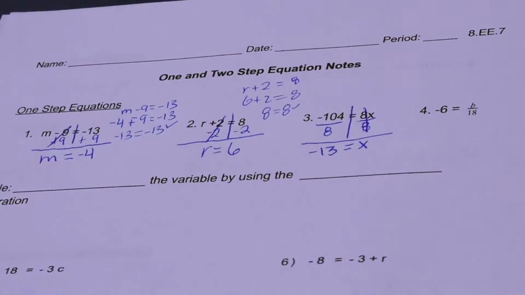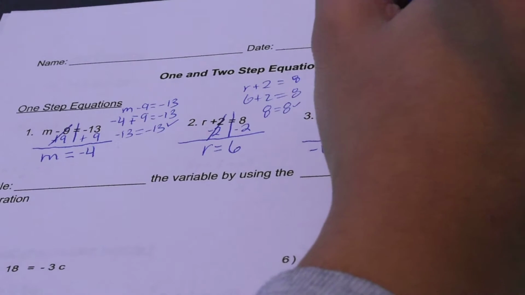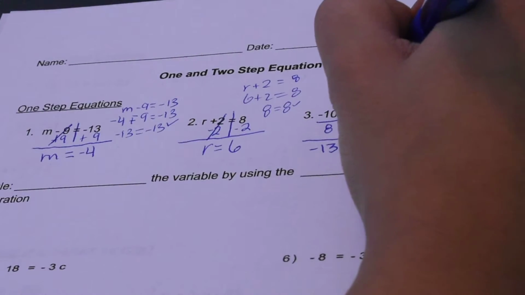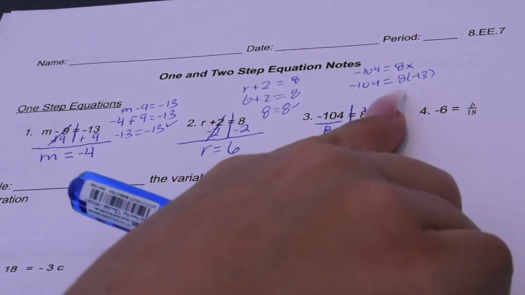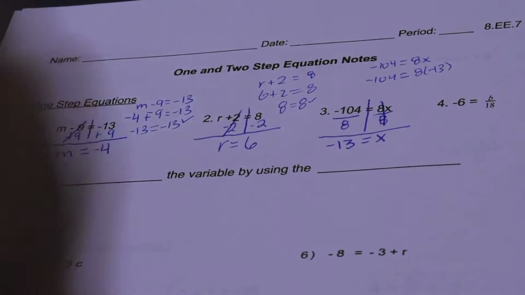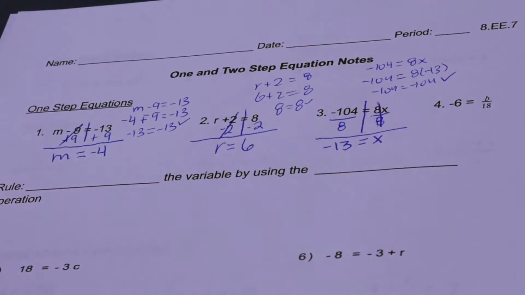I used a calculator for that, y'all. And I knew it had to be a negative number. So let me check. Negative 104 equals 8x. Negative 104 equals 8 times negative 13. See how I put it in parentheses? Because I know side by side means multiply. So I put it in parentheses. So negative 104 equals negative 104. Check. Always check your answer.